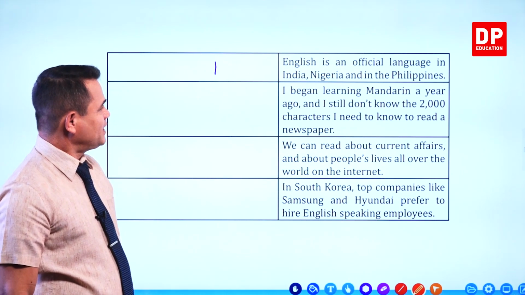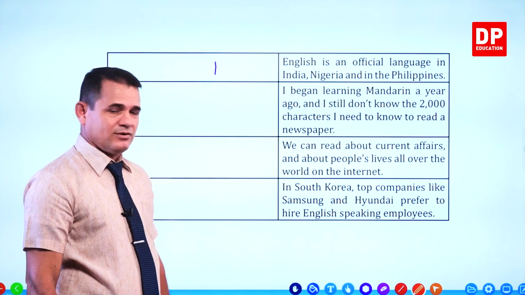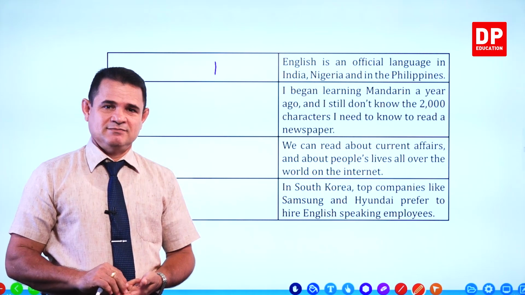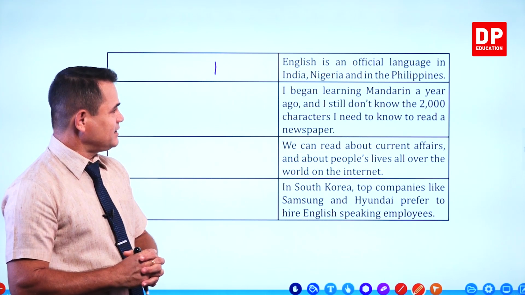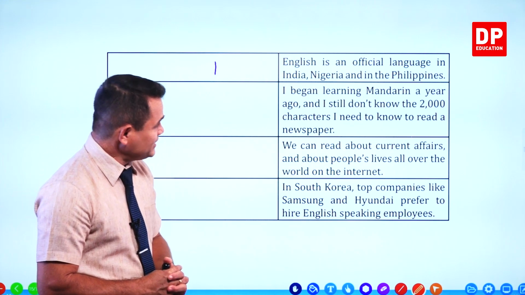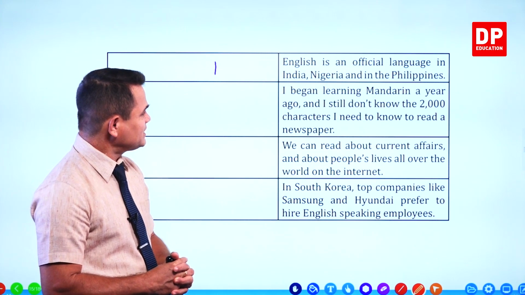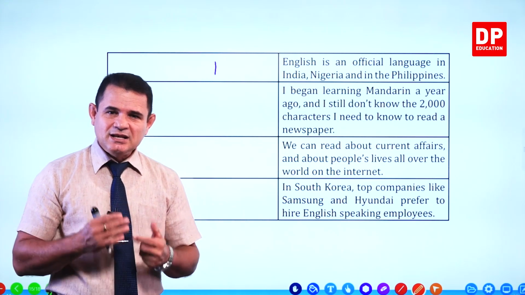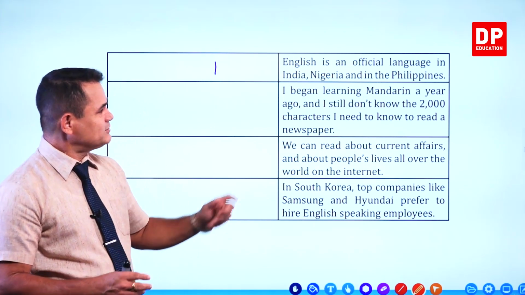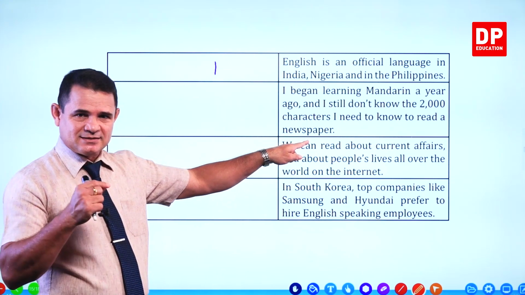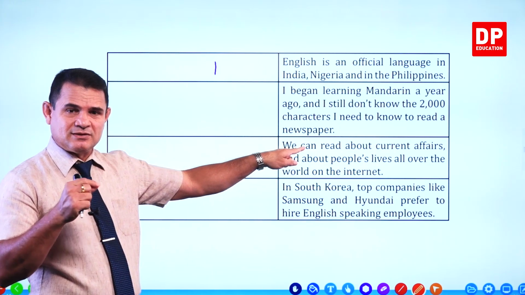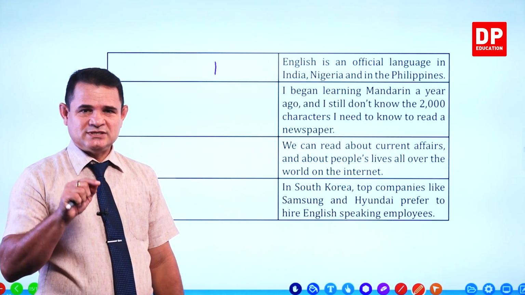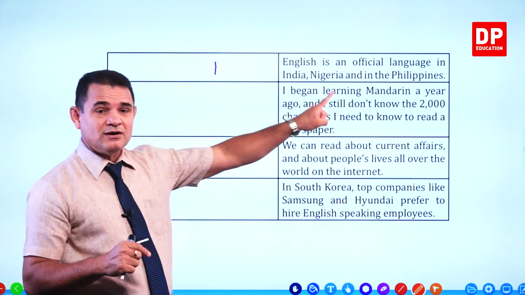And the next one. I began learning Mandarin a year ago. අවුරුද්දකට කලින් I began means started. පටන් ගත්ත Mandarin ඉගෙන ගන්න. That's the language. Ago, and I still don't know the 2000 characters I need to know to read a newspaper. Still don't know. තාම මන් දන්නේ 2000 characters in Mandarin language. Characters තියෙනවා දැන්. In English language only 26 characters. අකුරු 26යි. In Mandarin 2000.